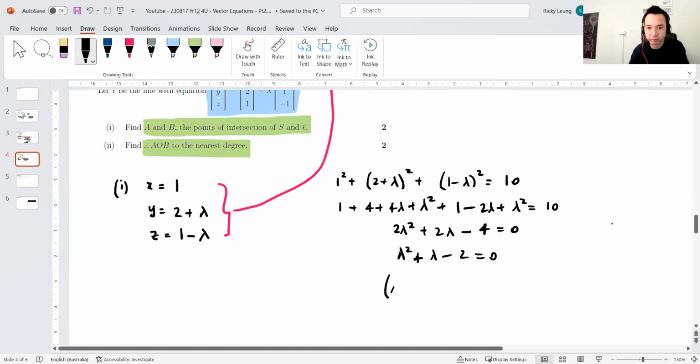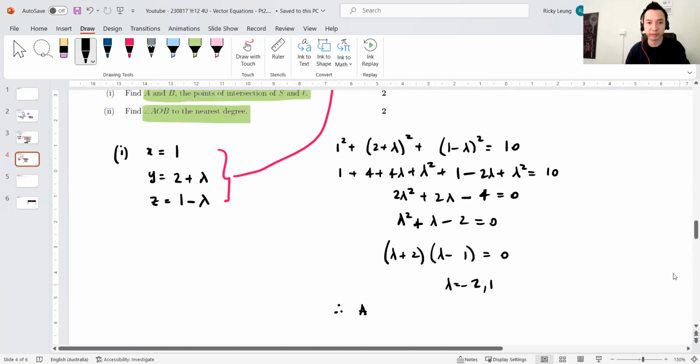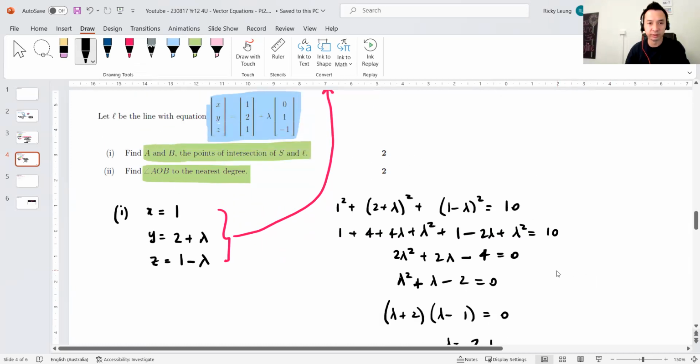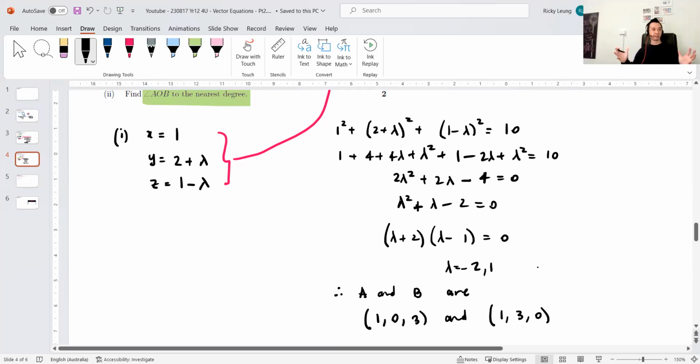So I got lambda plus 2, lambda minus 1. Lambda is minus 2 and 1. Once you get lambda, sub it into the x, y, z to get the coordinates. So therefore, A. Now, does it say which one's A and which one's B? Not really, so I'm just going to go with A and B as they come. When lambda is minus 2, it's (1, 0, 3), and (1, 3, 0). Piece of cake.